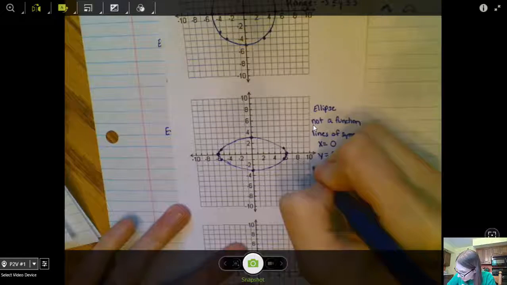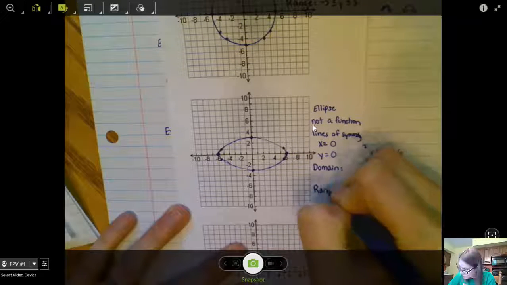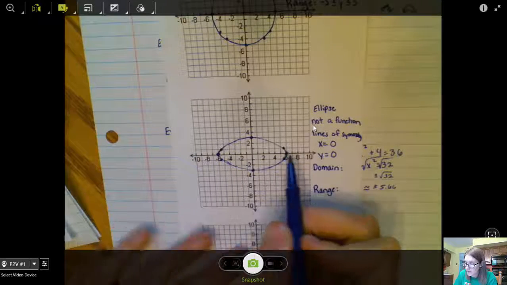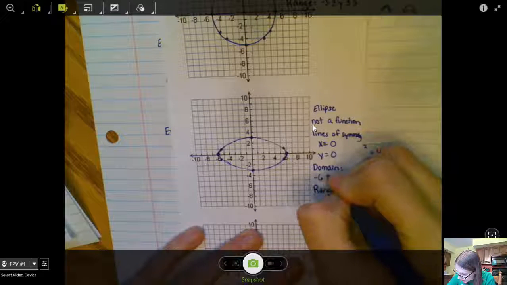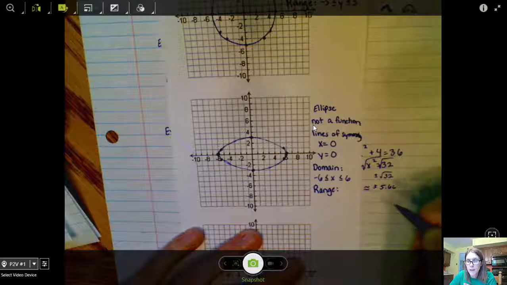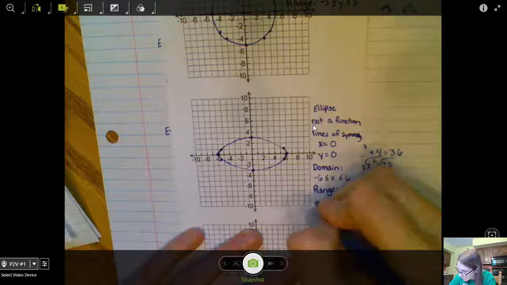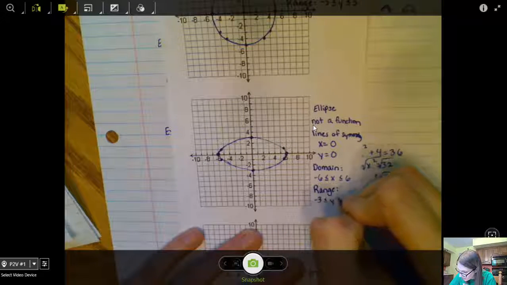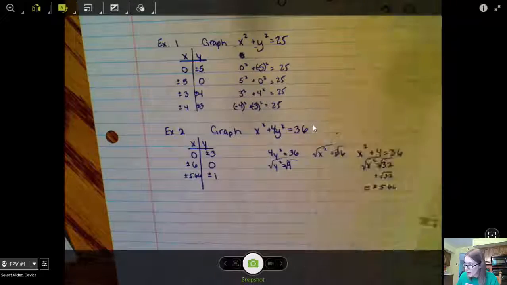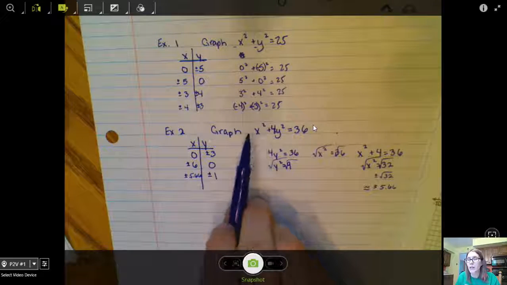And then let's think domain and range again. For my domain, my x values, the lowest is -6, the highest is +6. My domain would be -6 is less than or equal to x, less than or equal to 6. And then my range, my y values, the lowest is -3, the highest is +3. And that's our ellipse. Like I mentioned too, with ellipses, we have an x squared and a y squared. There's addition, but our coefficients are different.